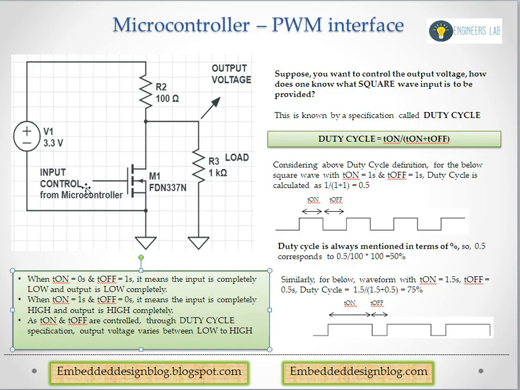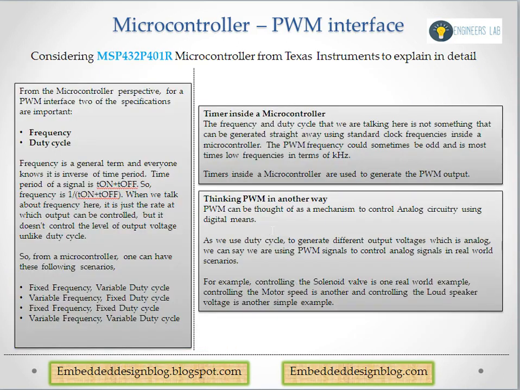So after understanding all these scenarios, the major thing to remember from the microcontroller perspective in a PWM scenario is that there are two parameters: one is frequency and the second one is duty cycle. Generally, people know that frequency is always the inverse of the time period, and the time period is nothing but T on plus T off. The frequency is generally fixed in a PWM interface, but there are scenarios where you use variable frequency as well.